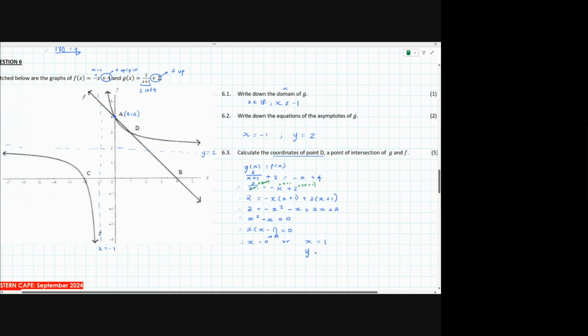To get our y coordinate, we would substitute into either one of these equations. It doesn't matter which one. I'm going to substitute into the straight line just because it's the easier one to work with. And so y is equal to 3, which means the coordinates of D are (1, 3). And should you need to do anything more with that, which we didn't in this case, you could. All right, so when working with these types of questions, particularly, there was a question.